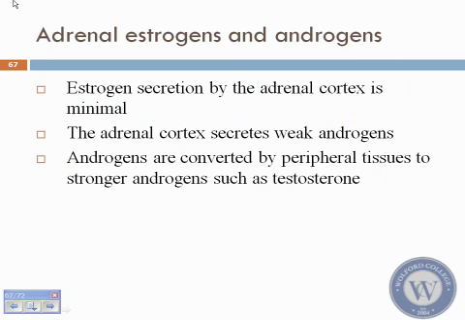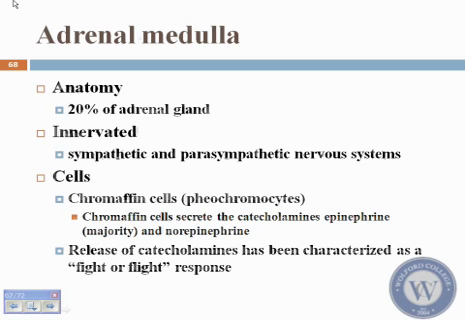Adrenal estrogens and androgens, we're almost finished with this. Okay, estrogen is secreted by the adrenal cortex. It's really minimal. Okay, it's really produced by other things, usually in women the ovaries. Okay, the adrenal cortex secretes weak androgens as well. The androgen is converted by peripheral tissue to a stronger androgen, such as testosterone.